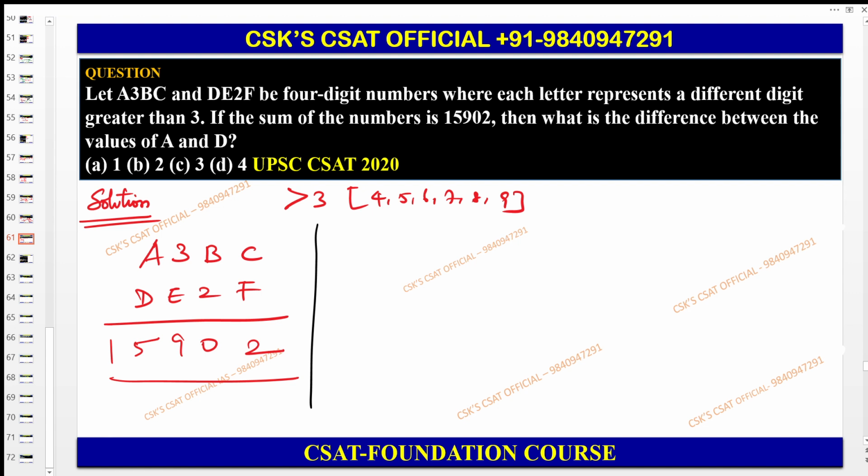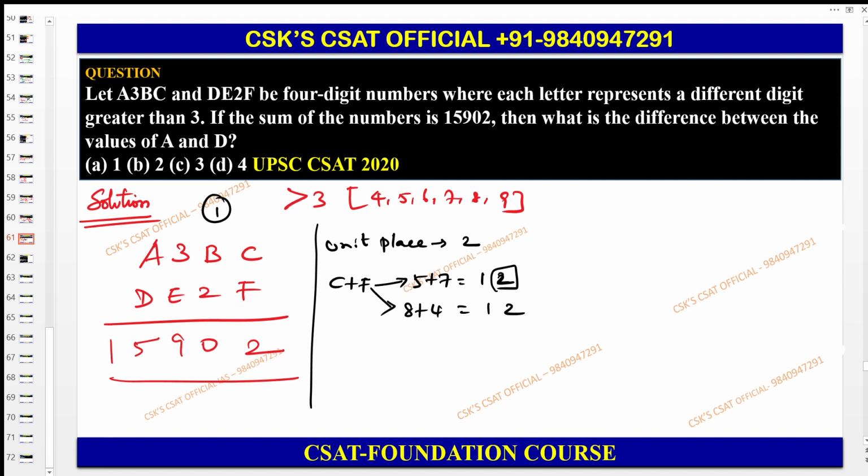Here only you need to apply your ability. That's it. Now check the unit place. The unit place contains 2 here. So C plus F has to give 2 here. First of all, in the unit place, what are the possibilities that give you 2? Listen very carefully. 5 plus 7 gives you 12, which means 2 comes in the unit place and 1 carries to the next one. Any other option, you have to check here. 8 plus 4 also gives you 2 in the unit place, and 1 carries here. So now there are 2 cases with respect to C and F.